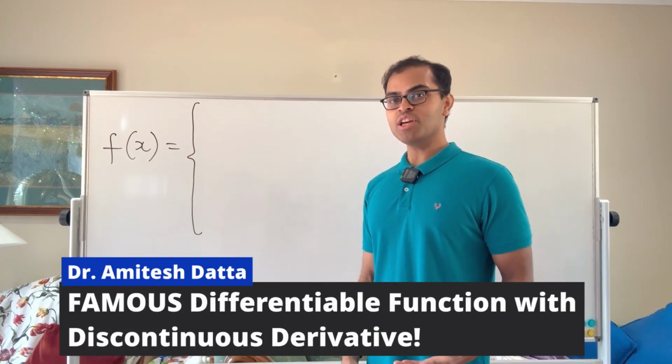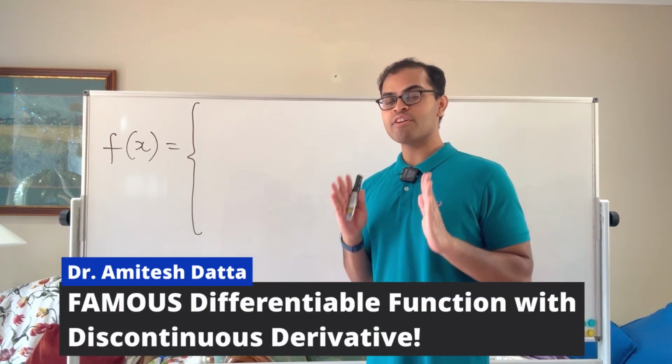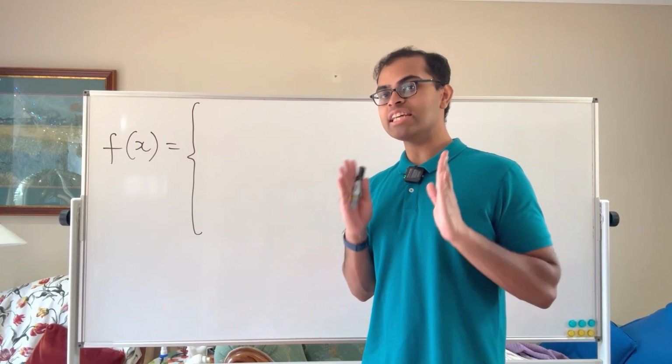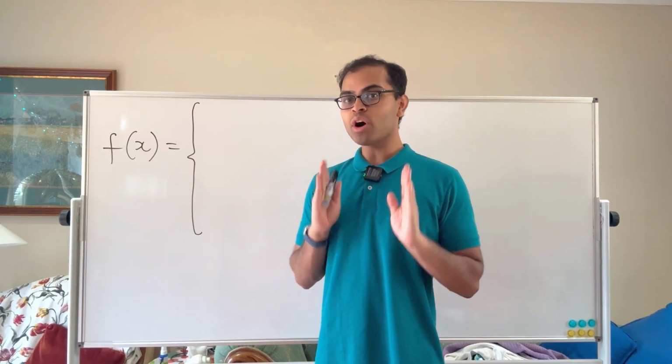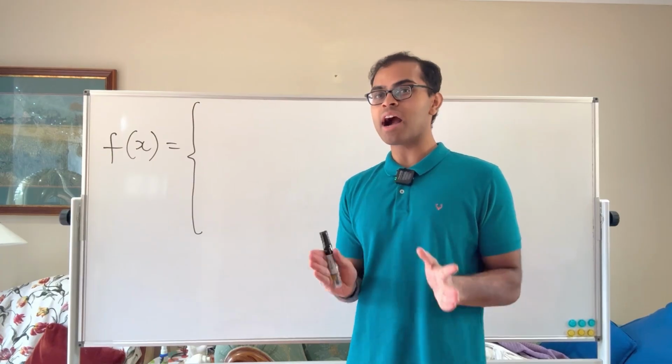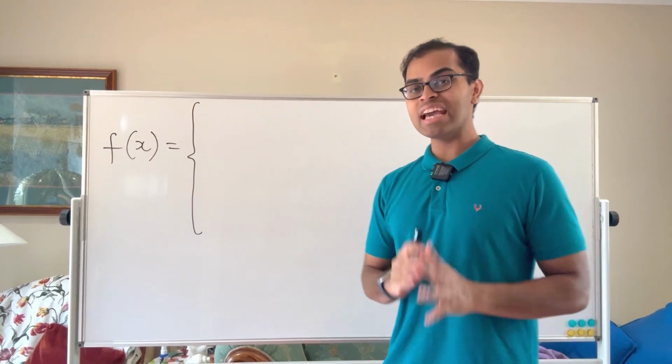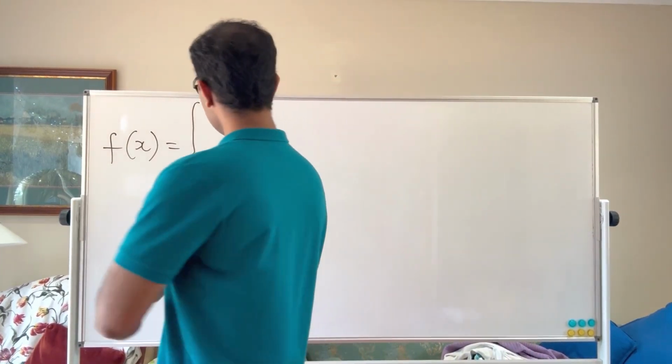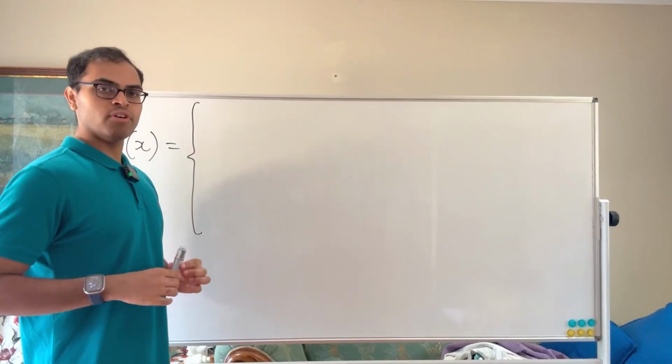Hi everyone, in this video we're going to give a beautiful example of a function that is differentiable but its derivative is not continuous. And watch till the end to see why this example is in fact mind-blowing and satisfies a remarkable property. So what I'm going to do is explain what the example is first of all. Our function f of x is going to have the following property.